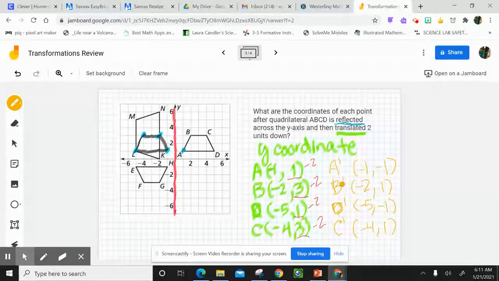Okay, so it's just translating 2 units down. You can visually do this also. So 1, 2, 3, 4. Just moving down 2.